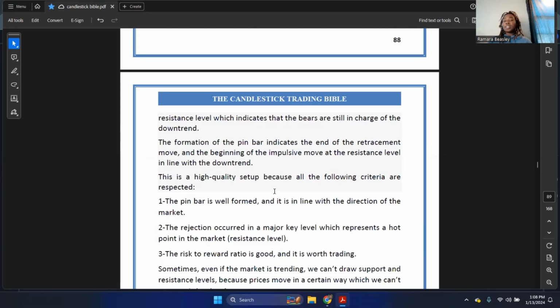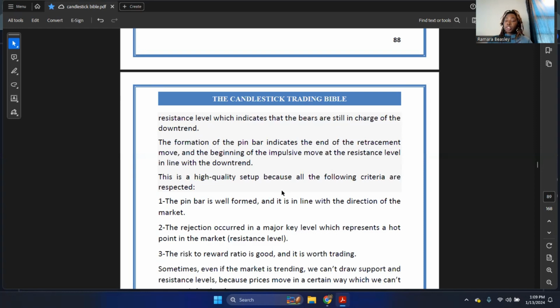This is a high quality setup because all of the following criteria are respected. The pin bar is well formed and it's in line with the direction of the market. The rejection occurred at a major key level, which represents a hot point in the market. In this case, it was that resistance level. And then the risk to reward ratio is good and is worth trading.